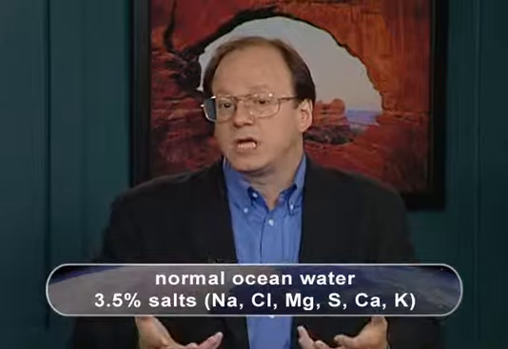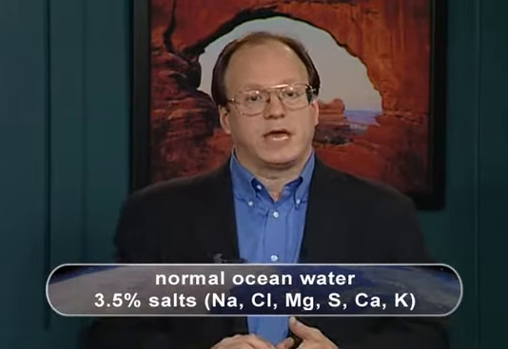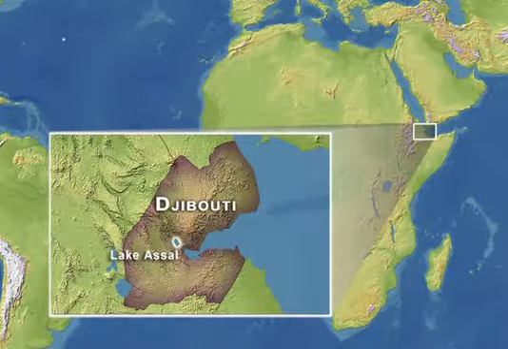Normal ocean water contains about 3.5% salt as a percent of its total weight, mostly in the form of sodium chloride, table salt, but also salts of magnesium, sulfur, calcium, and potassium. Well, a place like the Dead Sea has water that is 31% salt. It's 9 times saltier than the ocean. In fact, the only place that we know of that's saltier is Lake Assal in Djibouti.